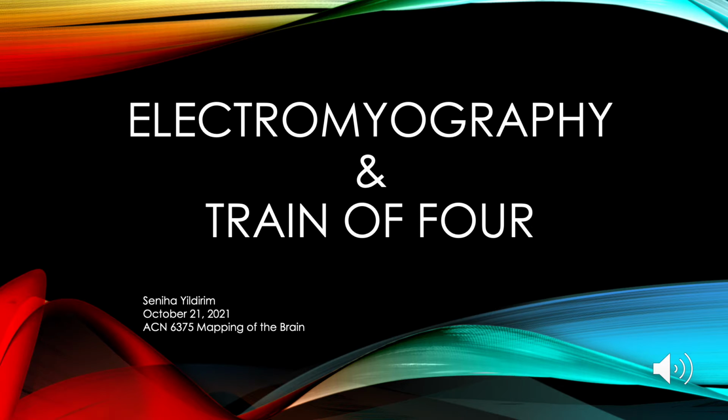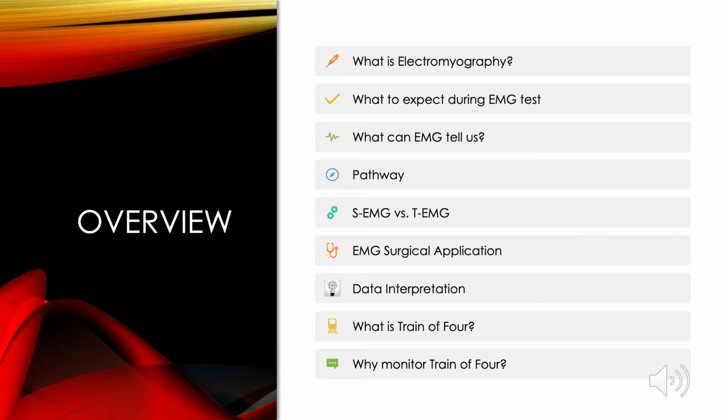My assignment for today is on electromyography and train of 4. Here's a quick overview of my presentation. First part will be about electromyography. So what is it, what to expect during the test, what can EMG tell us, the pathway. I'll also briefly mention the difference between SEMGs and TEMGs, and lastly we'll talk about the EMG surgical application and data interpretation. The second part will consist of the train of 4, what it is and what it tells us pretty much.